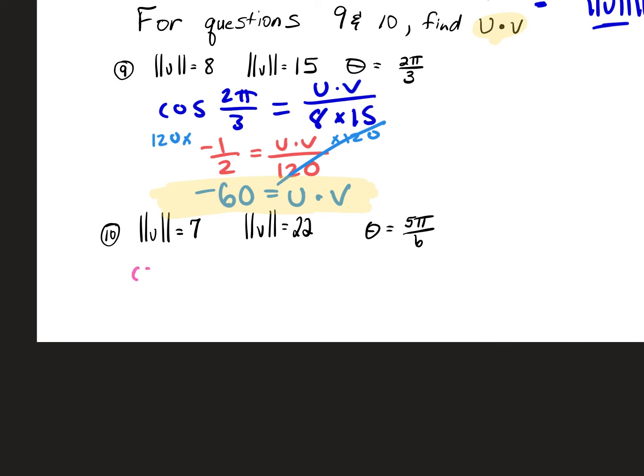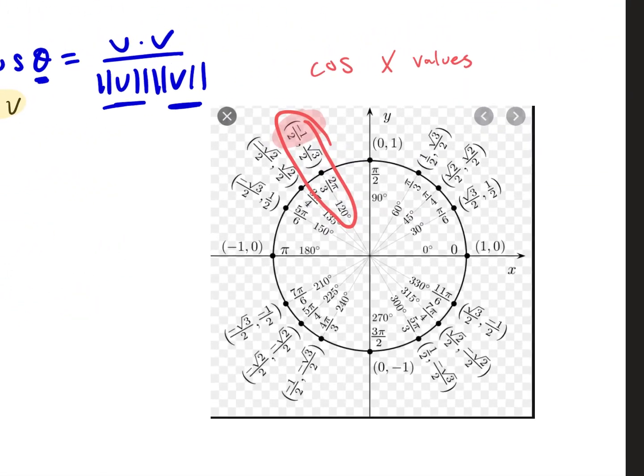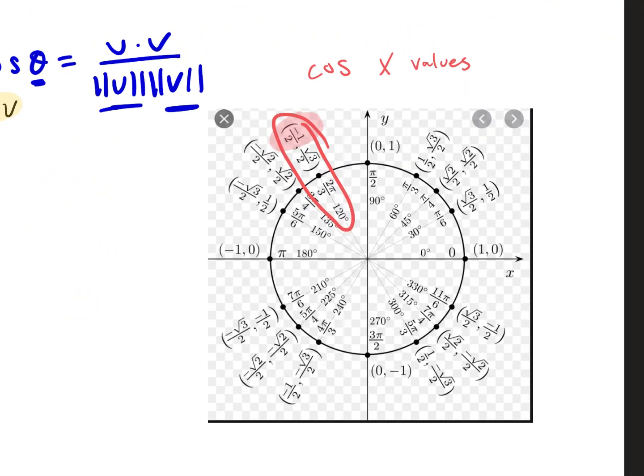So here I have cosine of 5 pi over 6 is equal to the dot product over the magnitude of u is 7 and the magnitude of v is 22. What should I do first? Find 5 pi over 6 on the unit circle. So that would be here. And since it's the cosine of 5 pi over 6, what value am I looking at? The x value. So negative square root 3 over 2.